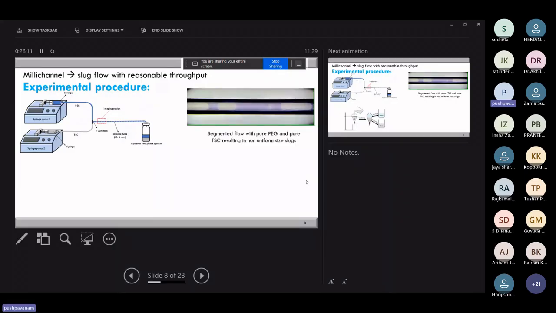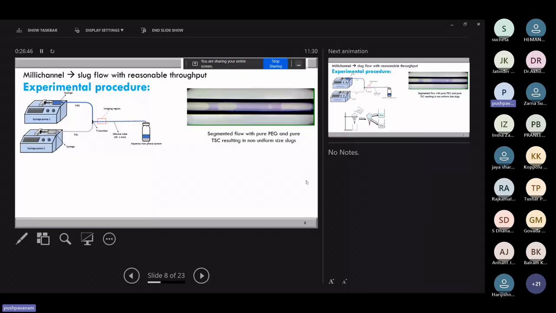So this is basically what I said earlier also. We are going towards a milli channel because I'm going to get slug flow with a reasonable throughput, and I'm not at a reasonably high flow rate. See, when you increase the flow rate, what happens is the inertial forces become dominant. The surface tension forces become less. Now, as it is, the surface tension is very low in the system. Okay, so we need to therefore make sure that when I increase the flow rate, I still have my surface tension dominating.